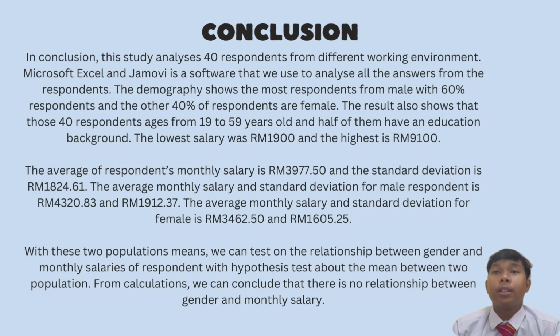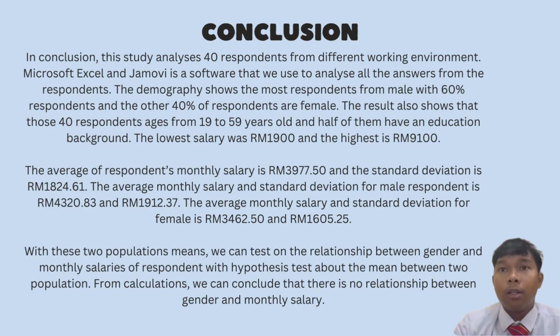So, for conclusion, this study analyzes 40 respondents from different working environments. Microsoft Excel and Jamovi are the software that we use to analyze all the answers from the respondents. So the demography shows the most respondents are male with 16 respondents, and the other 14 respondents are female. So the result shows that the respondents' ages range from 19 to 59 years old, and half of them have education background. The lowest salary was 1,900 ringgit and the highest salary is 9,100 ringgit. The average of respondent monthly salary is 3977.50 and the standard deviation is 1824.61.